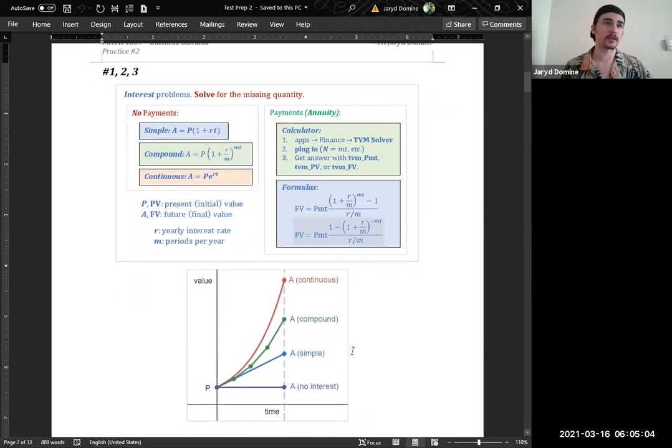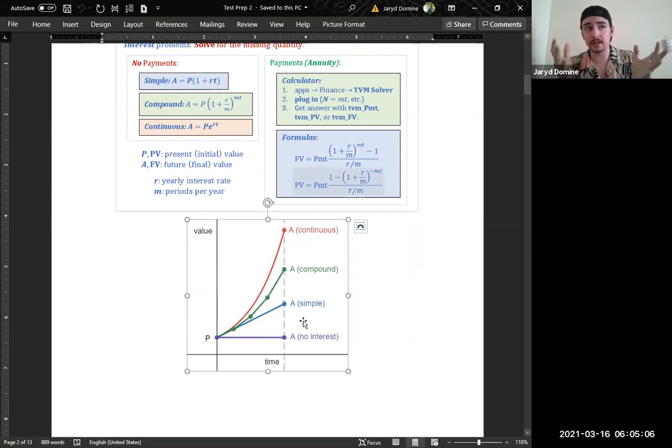Okay, so I have a little chart here. Not entirely relevant, but it might help you. This is just a graph of the different types of interest. If we had no interest at all, the money that you put in at the beginning, that's called your principal, will just stay the same over time. It'll have the same value throughout the entire period. And at the end, it's the same. So the future value is just equal to the initial value. If you have simple interest, what that means is you dump it into an account and it'll gain interest over time.